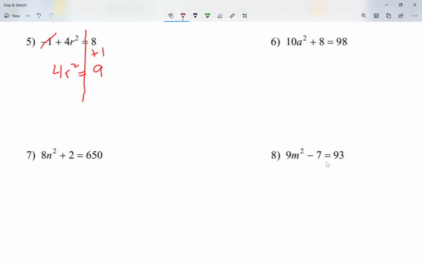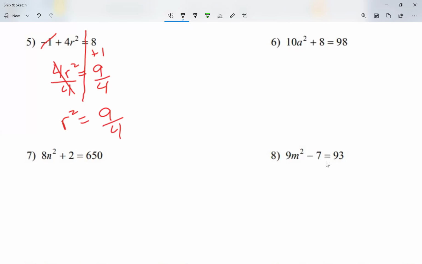Now, to get the r² by itself, let me divide both sides by 4. So I'm going to get r² is equal to 9 divided by 4, which is going to give me a decimal. I don't want to deal with decimals. It's either I deal with the whole number or a fraction. No decimals. Remember, the instructions even say answer each as a whole number or simplified fraction. So it's just going to be 9 over 4. I even asked myself, can I possibly simplify this? Can I divide 9 and 4 by the same thing to make my number smaller? In this case, I cannot.